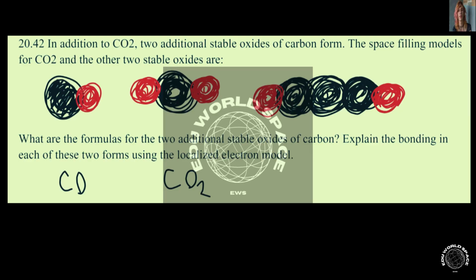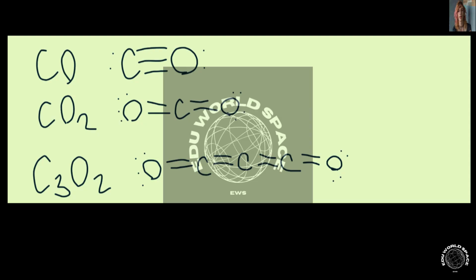And our second space-filling model would be for dicarbon trioxide, which is also known as carbon suboxide. But it would have a formula of C2O3. So our other two stable oxides of carbon are CO and C2O3, carbon monoxide and dicarbon trioxide. So let's talk about the bonding in each of these.